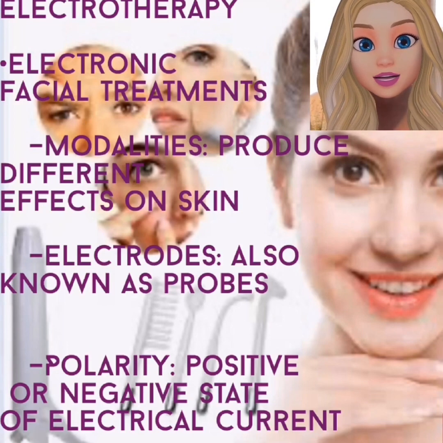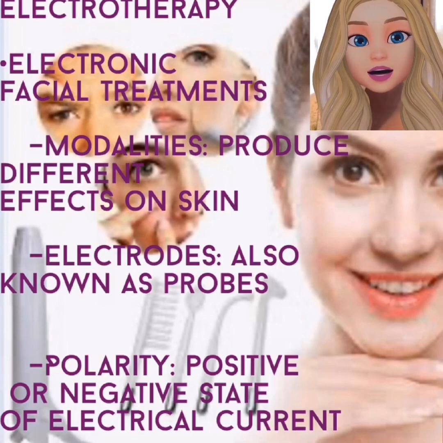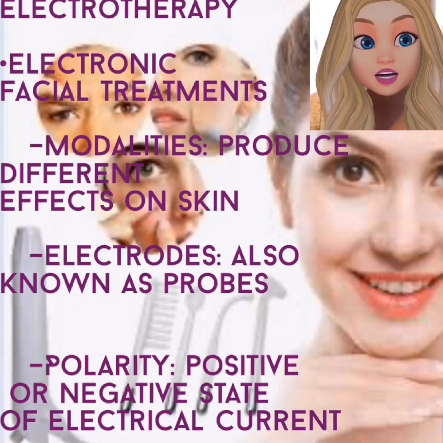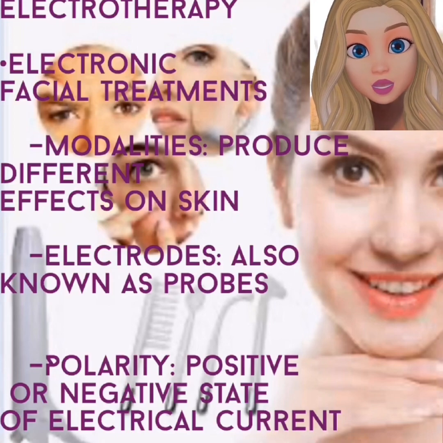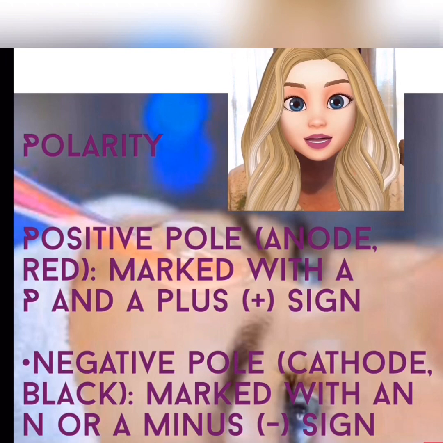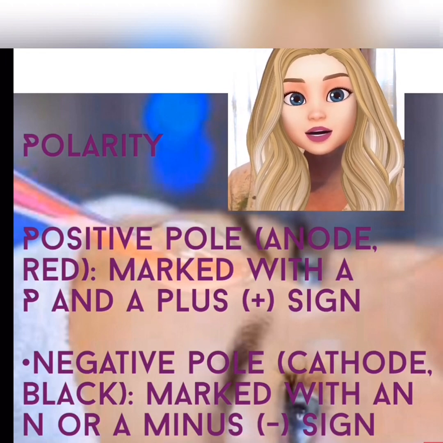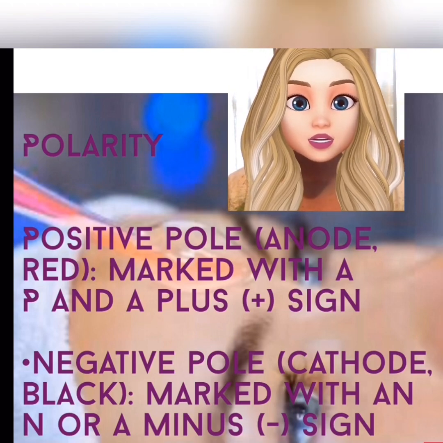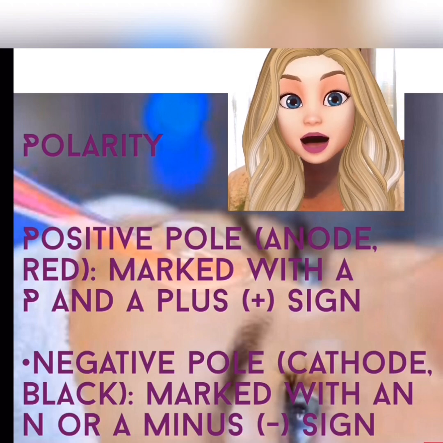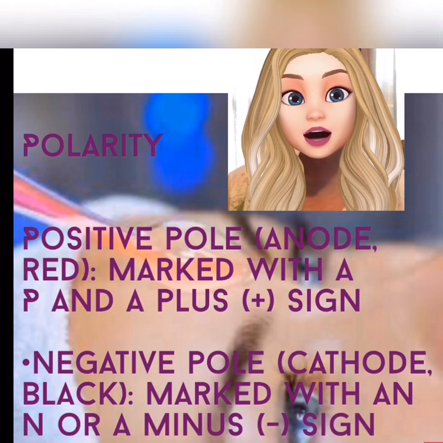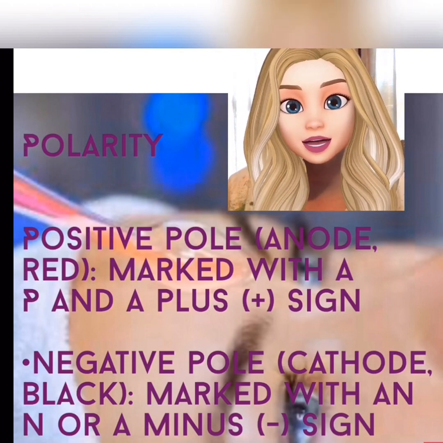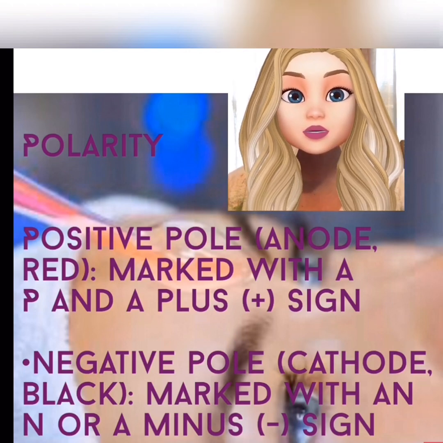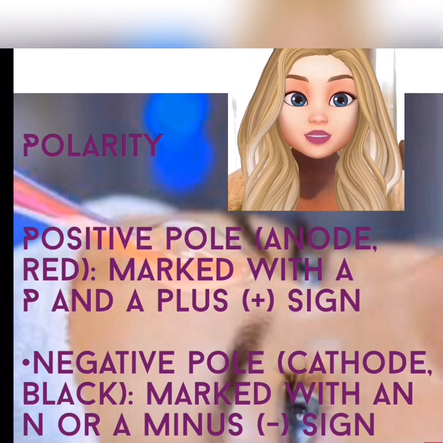The polarity is the positive or negative state of an electric current. Electrotherapy devices have a negatively charged pole and a positively charged pole. An anode is the positive pole, red, and is marked with a P or a plus sign. A cathode is a negative pole and is black in color and is marked with an N or a minus sign.